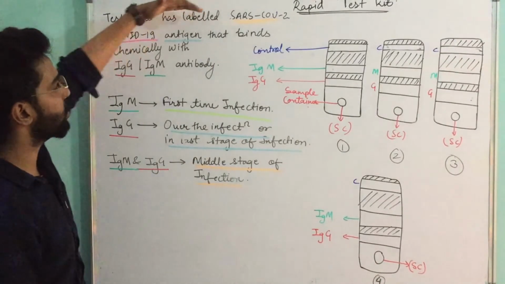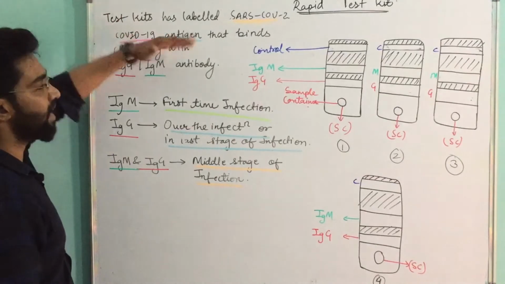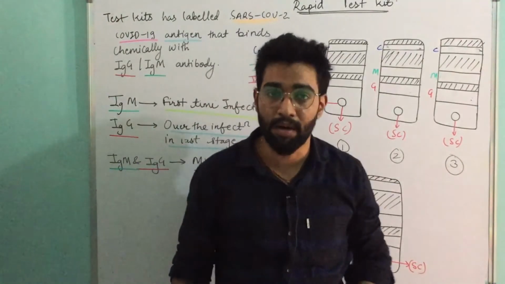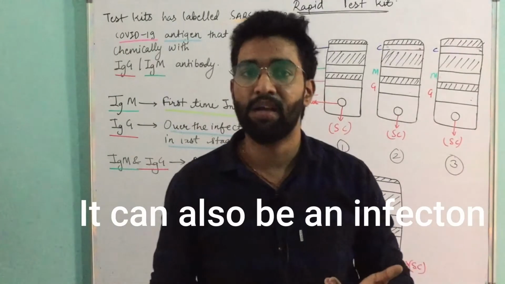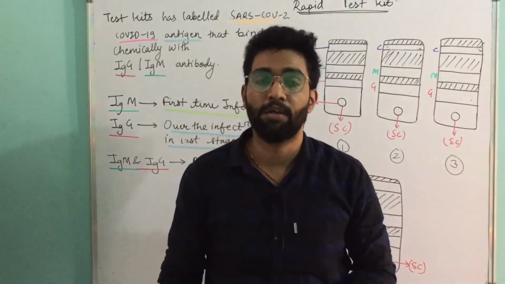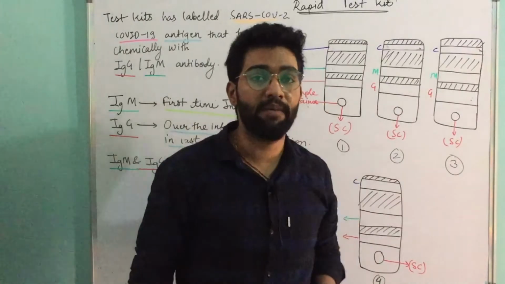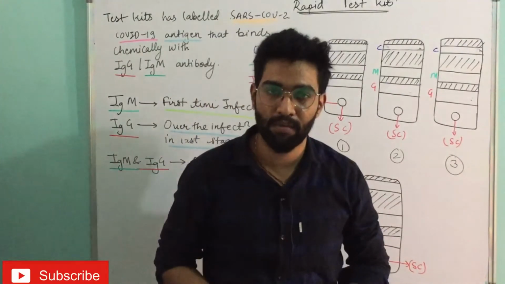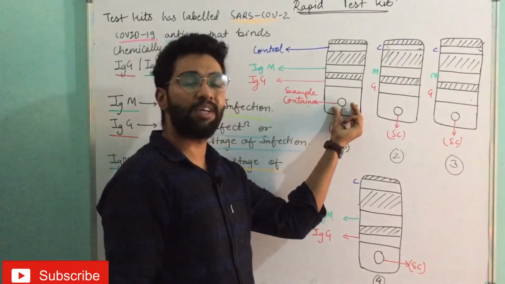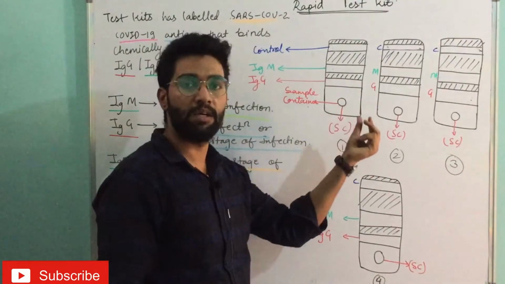Now what does this kit consist of? It has a labeled SARS-CoV-2 and COVID-19 antigen that binds chemically with the IgG and IgM antibody. These IgG and IgM antibodies are only released inside our blood when we have encountered an antigen, and here the antigen is coronavirus. So if a patient thinks that he is coronavirus positive, he will prick his finger with a needle, then with the help of a dropper, add 2 to 3 drops of blood in this sample container. Along with this, he will also add a buffer.